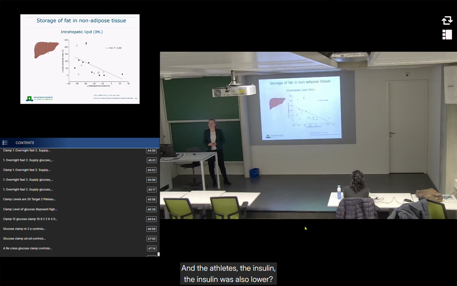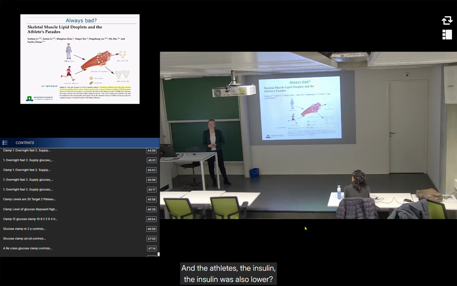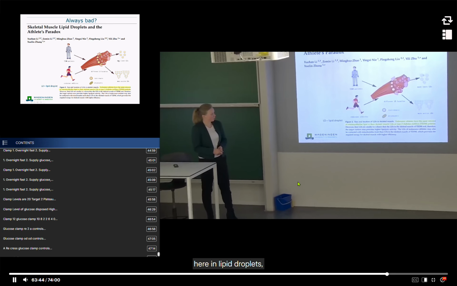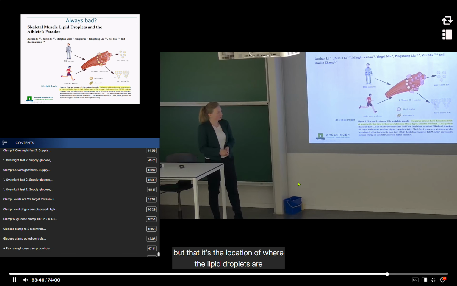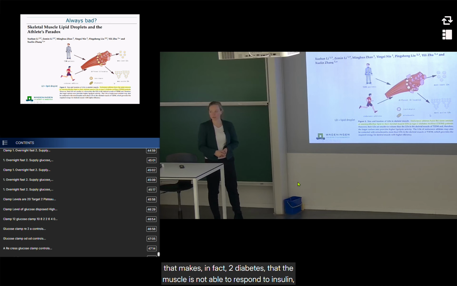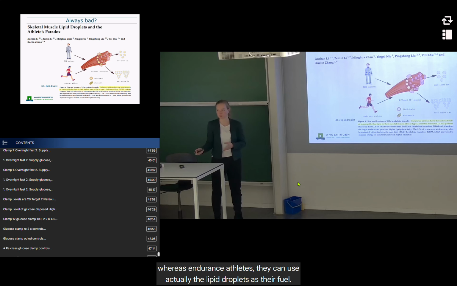And in the athletes, the insulin sensitivity was also lower? No, they are perfectly fine in responding to insulin. Yeah. So what they think is that it's the location of where the lipid droplets are stored in the muscle that makes, in type 2 diabetes, the muscle not able to respond to insulin, whereas in endurance athletes they can actually use the lipid droplets as a fuel.